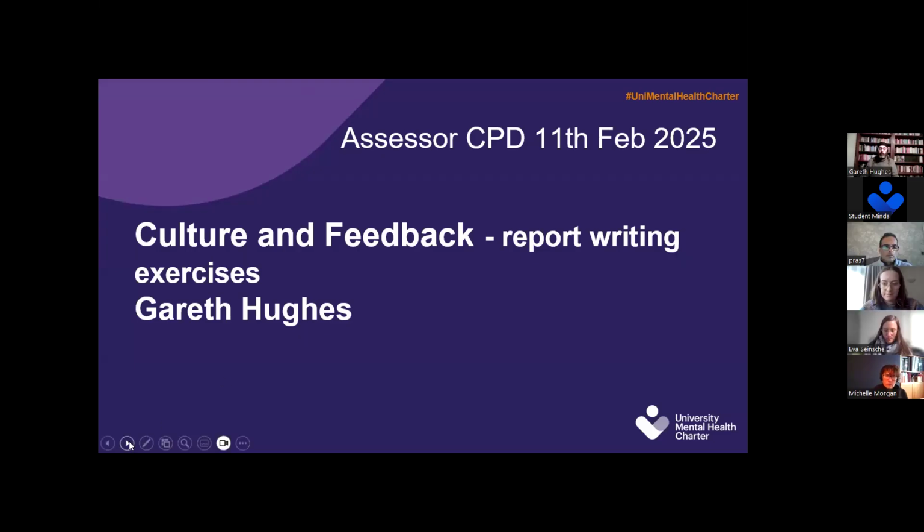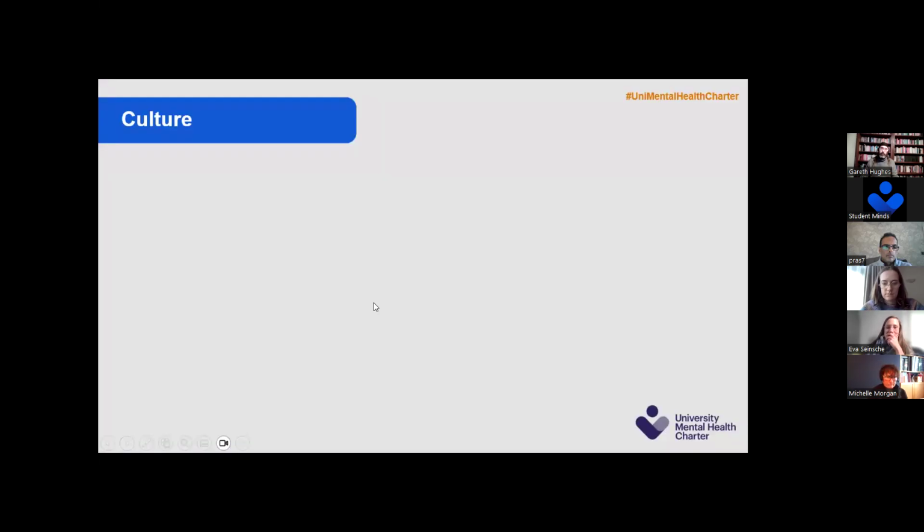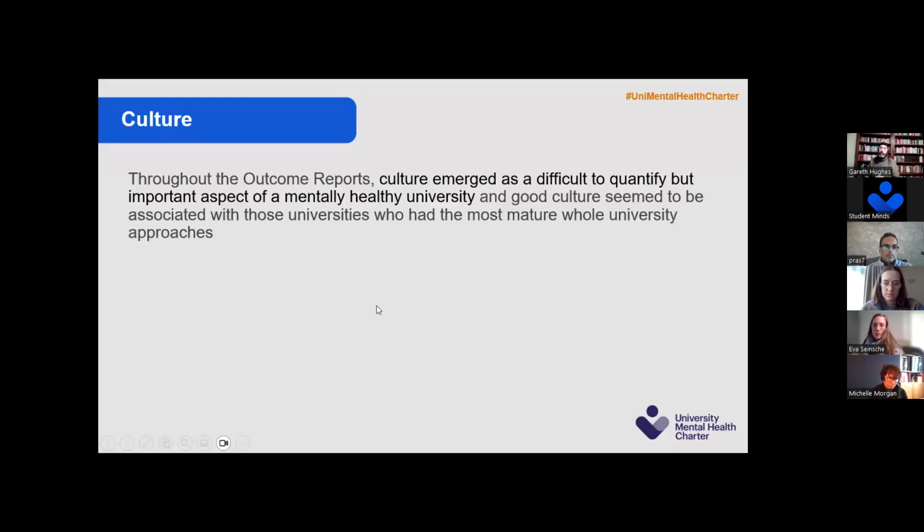So we're going to talk then in the next section about, I think particularly, culture and feedback and why all of this might be important. One of the things that emerged in the analysis of the outcome reports is that the importance of culture really came through. That said, it's a difficult thing to pin down what we mean when we're talking about culture. But in quite a few of the reports where culture was really good, and this was usually in universities who got the award straight away, assessors made a specific point of talking about the culture that they'd encountered, feedback they'd had from staff and students about their experience of the culture, what they'd seen while they were doing the on-site visit, and so on.